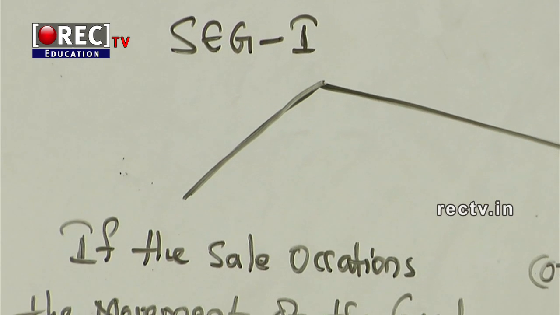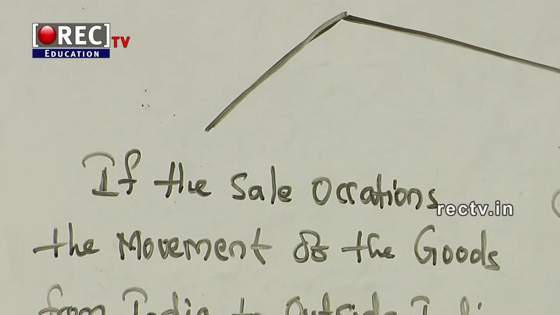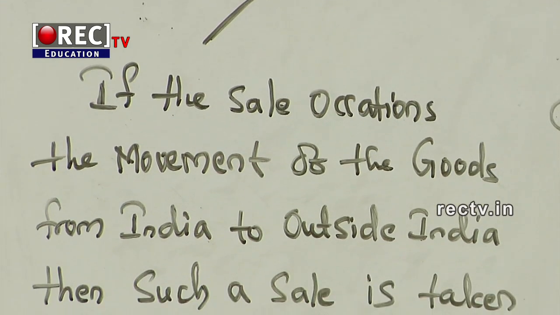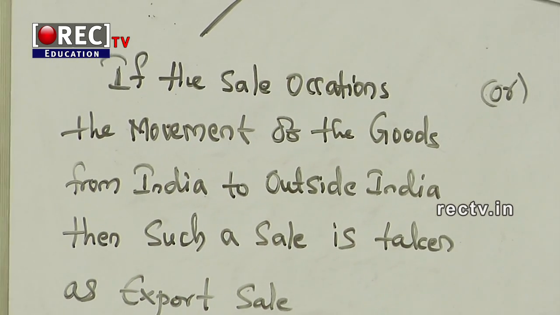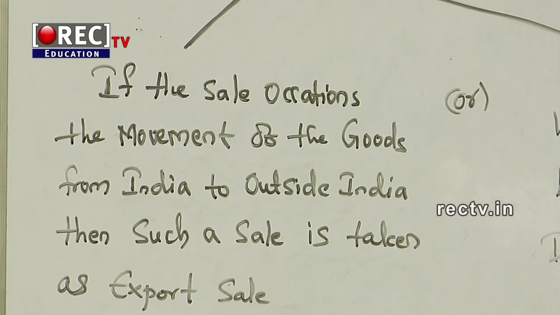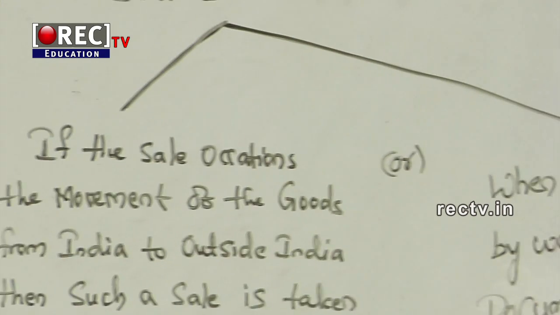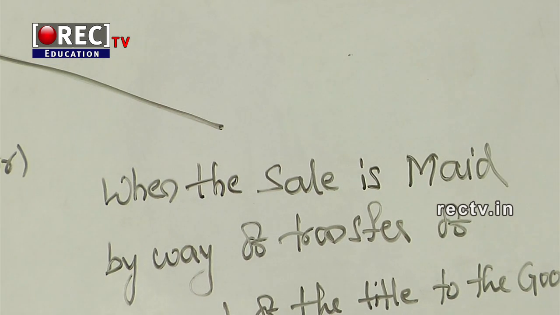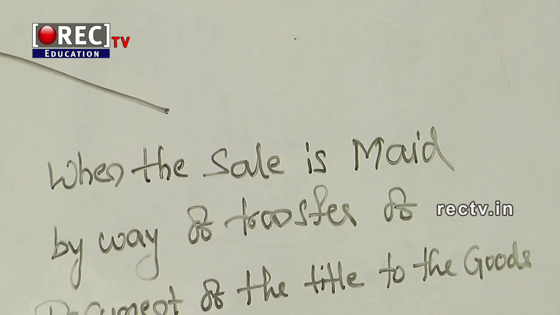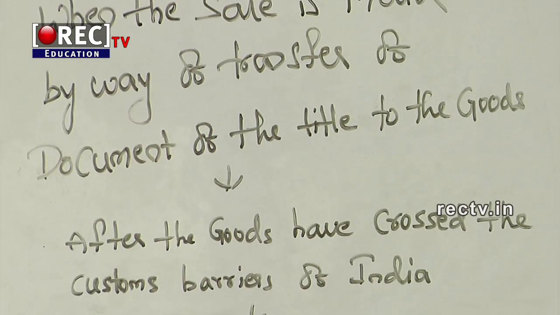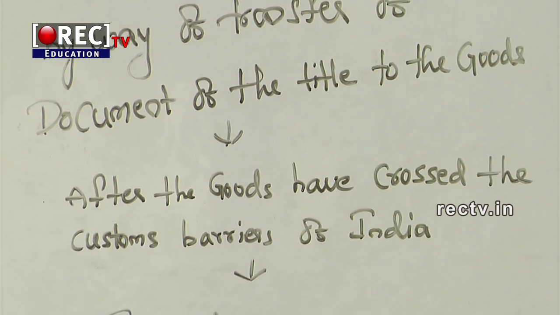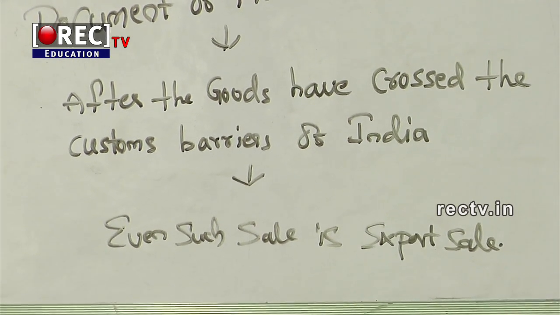In this we have two parts. One is if the sale occasions the movement of the goods from India to outside India, then such sale is taken as export sale. Or when the sale is made by way of transfer of a document of title to the goods after the goods have crossed the customs barrier of India, even such sale is an export sale.